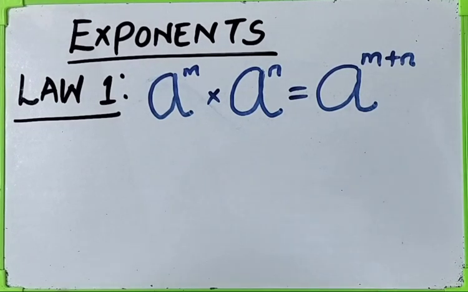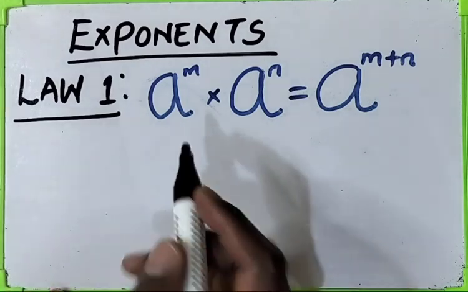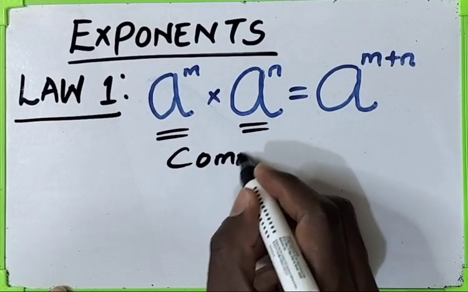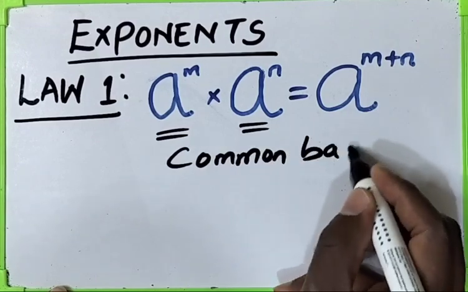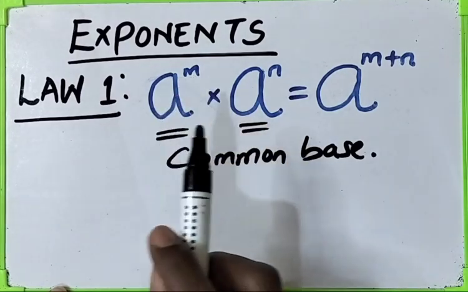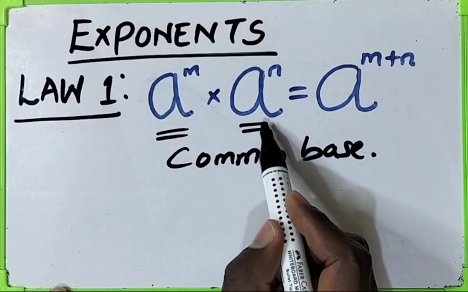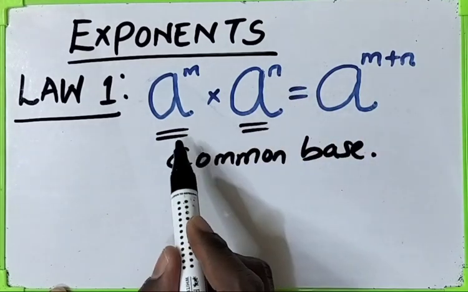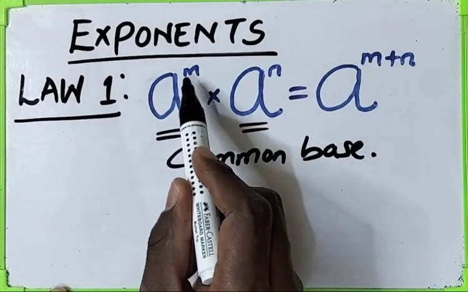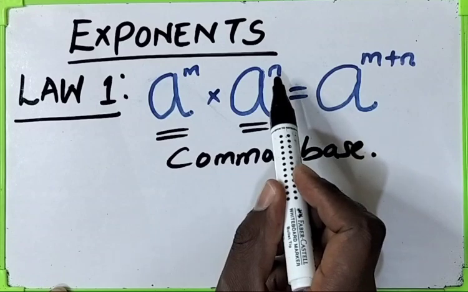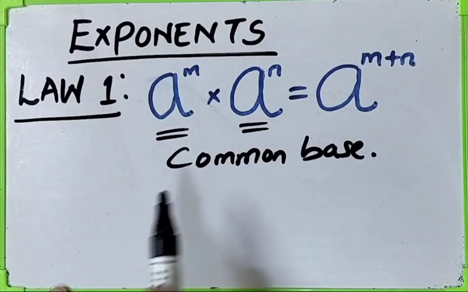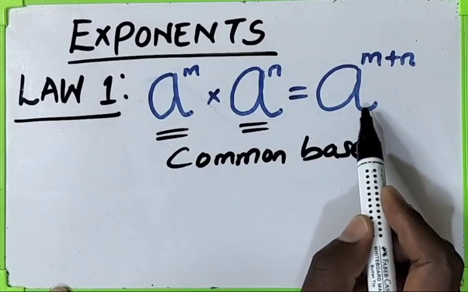Now, when the bases are the same, remember our A is the base. So in this case, we have a common base. So A raised to m times A raised to n. That means when we have common bases, whether the powers are similar or different, and between the bases is a multiplication, we shall get A and then we add the powers.